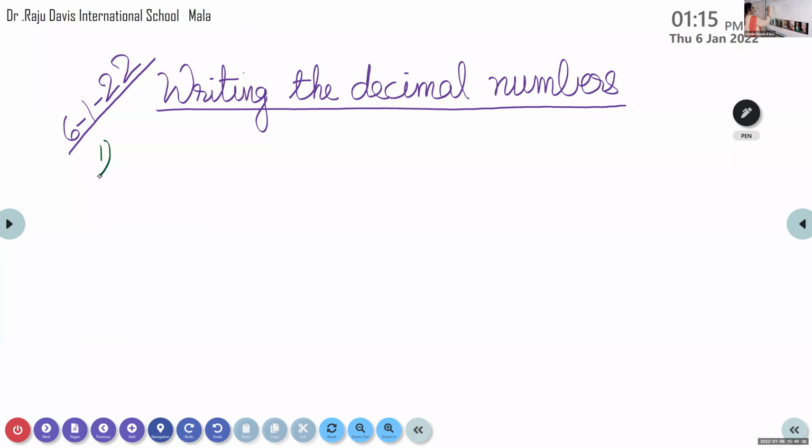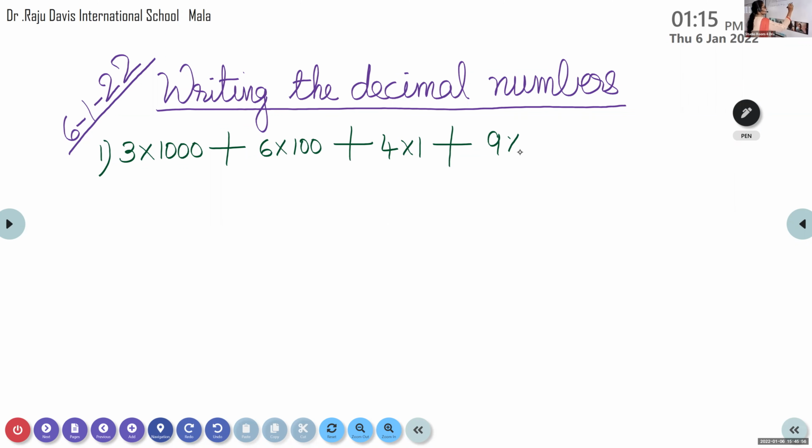Writing the decimal numbers. First question: 3 × 1000 plus 6 × 100 plus 4 × 1 plus 9 × 1/10 plus 6 × 1/1000. Answer can be written down.